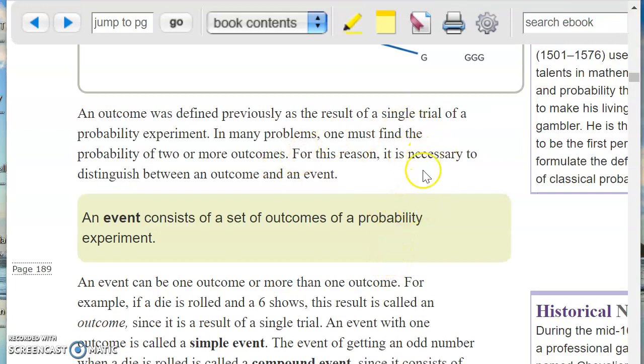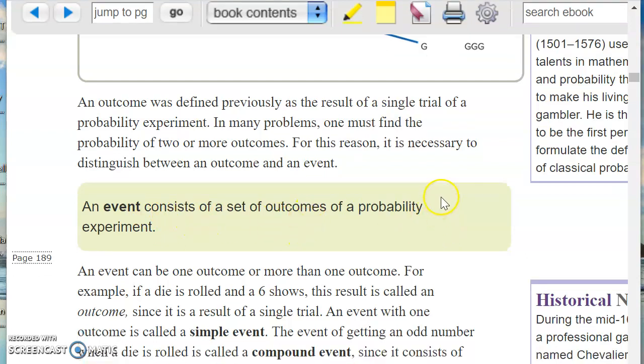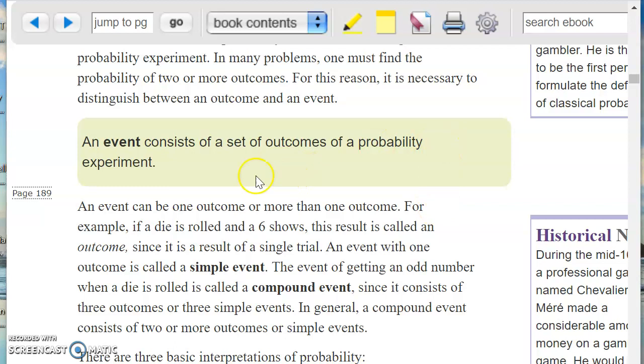And so for this reason, we need to make a distinction. We distinguish between an outcome and an event. So an event consists of a set of outcomes of a probability experiment. Now, here's the thing though, okay? It can be confusing. An outcome is always one experiment. An event is a set of outcomes.